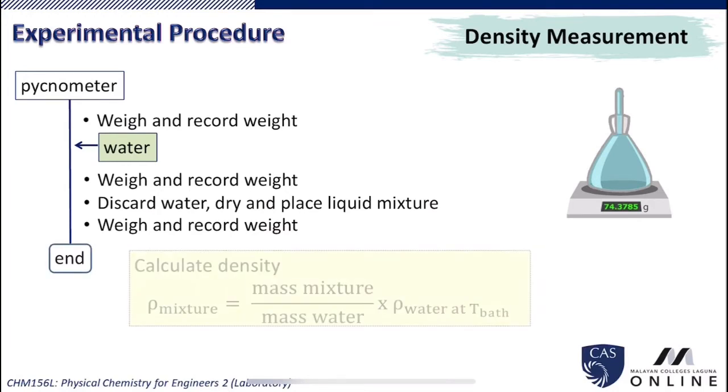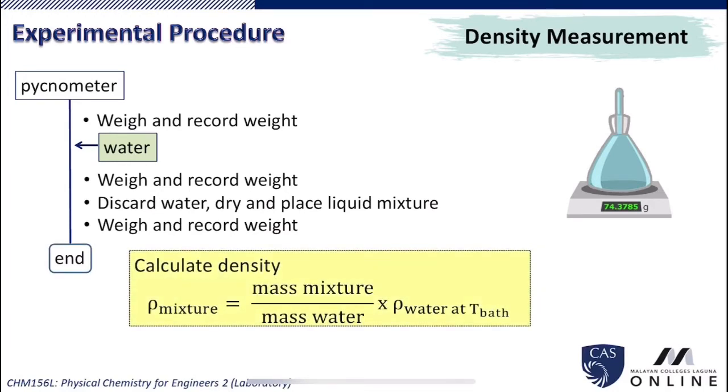And that would be the end of the density measurement. I just have to use the formula: the density of the mixture, or the density of the upper or the lower layer, is equal to the mass of the mixture, or the mass of the upper or the lower layer, over the mass of water, times the density of water at the temperature of the batch. In this case, we're just making use of the density of water that I gave you in the previous week, which is about 0.99704 grams per ml.